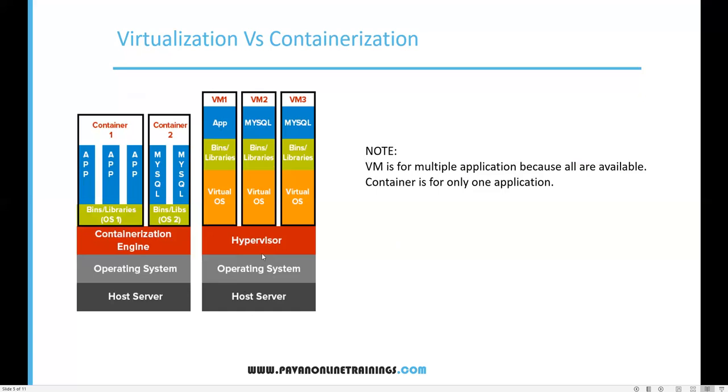But in virtualization, we have multiple operating systems, one in each and every VM, whereas in containerization, a single operating system is shared across multiple containers. A VM contains the operating system along with the binaries and libraries, plus the applications which we are going to install and test. In containers, we have only binaries and libraries, because the operating system is shared from the host server, so a container contains only binaries and libraries along with the application.